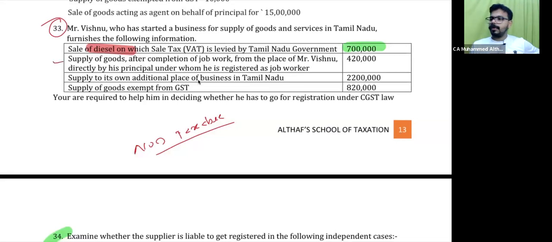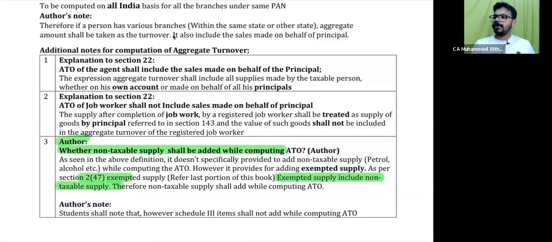Second one, should we add or not? Tell me. What is that actually? Mr. Vishnu is a job worker, and from his place, his principal has sold a certain item to the customers directly. So whether we shall add, you have to actually read this definition very clearly.